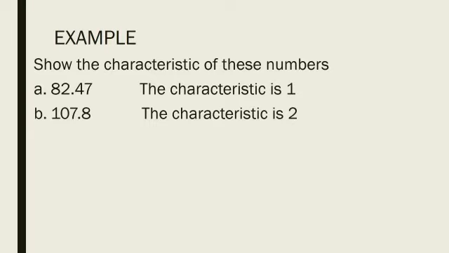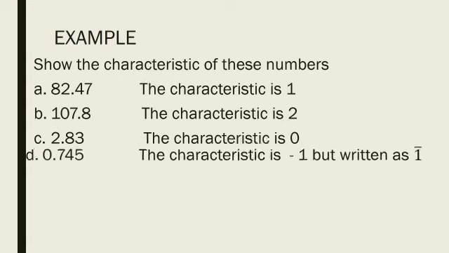Let's look at the second one. We have 107.8. The characteristics is 2. The first significant digit there is 1, and the place value is 100. How many zeros do we have in 100? We have 2 zeros, and that is how the characteristics is 2. The third one we have 2.83. The first significant digit there is 2, and the place value is units. Do we have a zero in units? No, and that is why the characteristics is 0.